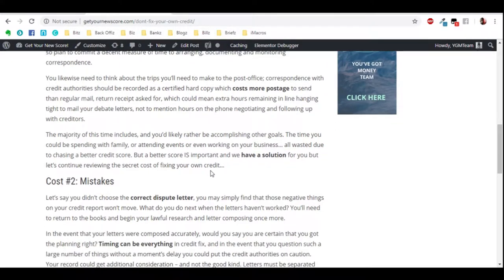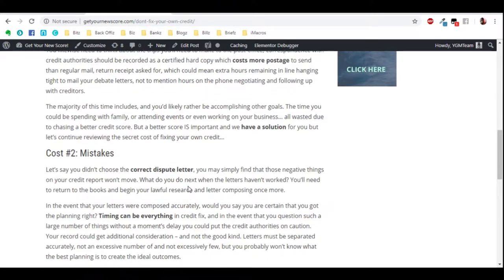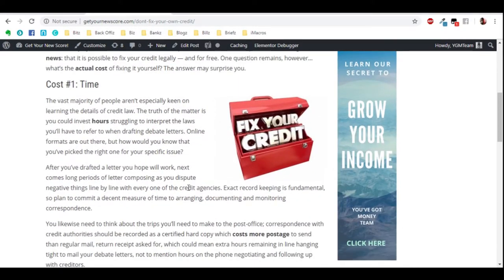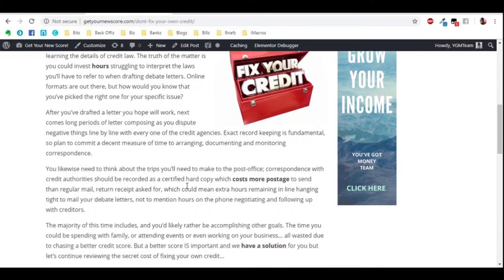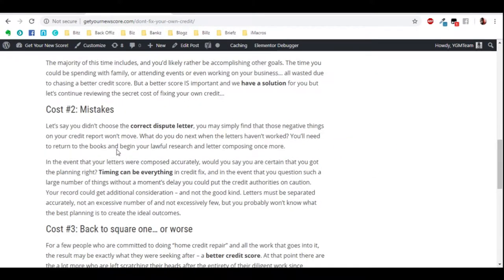But we do have a solution for you. Before we get into that, I'm going to continue reviewing the secret costs of fixing your own credit. So number one is time. I don't know how much you get paid an hour, but just picture that money coming out of your pocket because you're spending this time trying to get your credit fixed instead of working or building your business. Number two is mistakes.